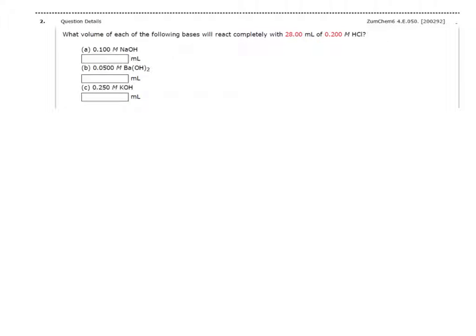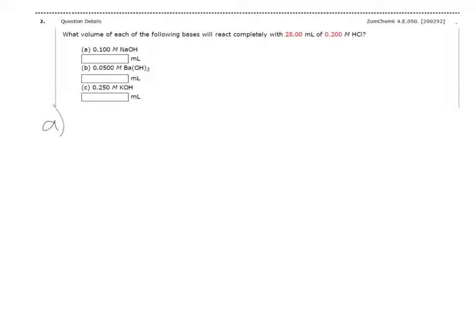HW10 Question 2. In this question, they're asking us about a titration, and they tell us we have a certain volume and molarity of hydrochloric acid, and it's going to react with different molarities of different types of strong bases in parts A, B, and C. Let's start with part A.